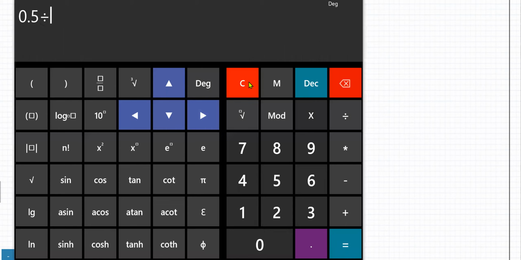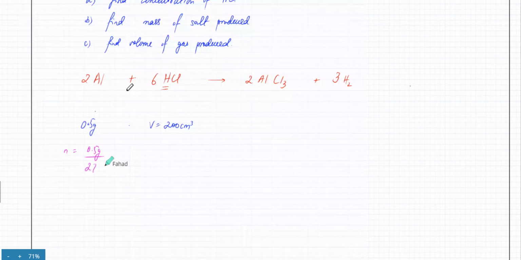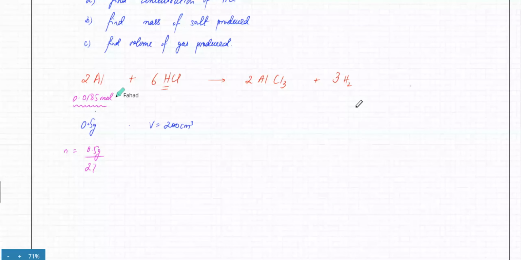So it's 0.5 divided by 27. I get 0.0185, three significant figures. So the answer I get is 0.0185 moles. Now my question will get solved, because once the moles of one is known, I can find, using ratios, the moles of all the other substances. It's 2:6, so it's going to be 0.0185 into 6 divided by 2. So use ratios, 2:6, 0.0185 ratio x, basically 0.0185 into 6 divided by 2.